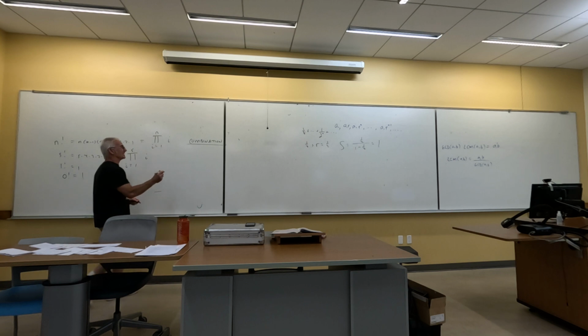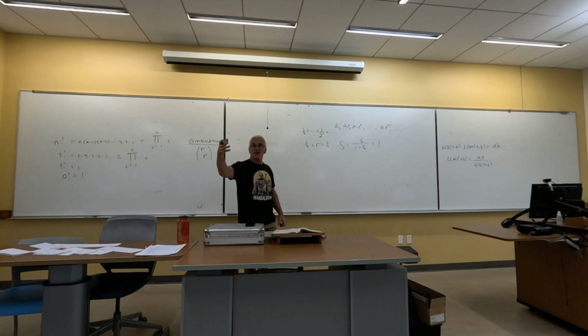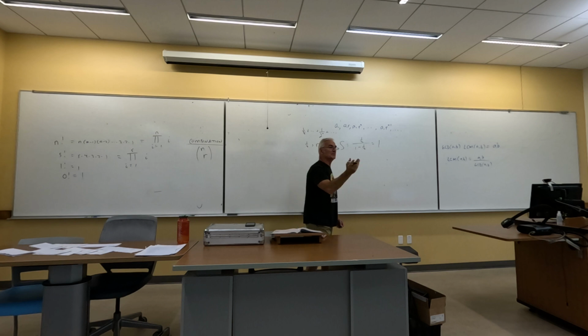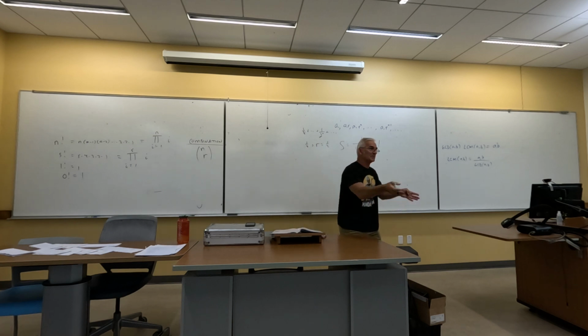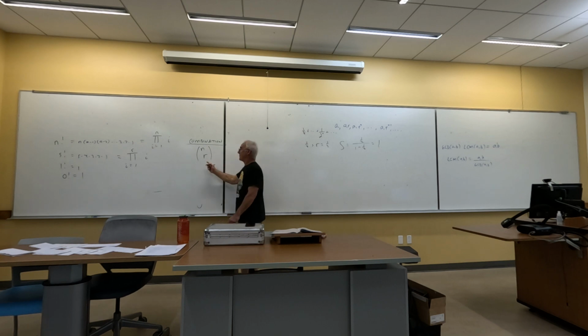So a combination is the following formula. We write it like this. N is the number of objects I have, distinct objects available. R is the number of selections I made. I got 20 people, I'm selecting 5 of you. Okay? So first off, they have to be non-negative values, and R must be less than or equal to N.